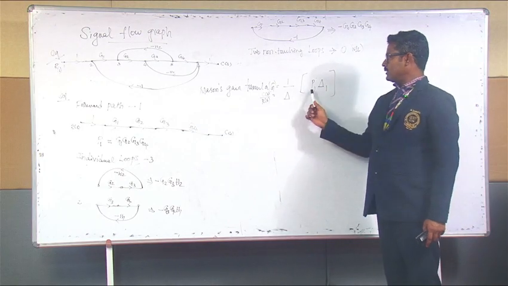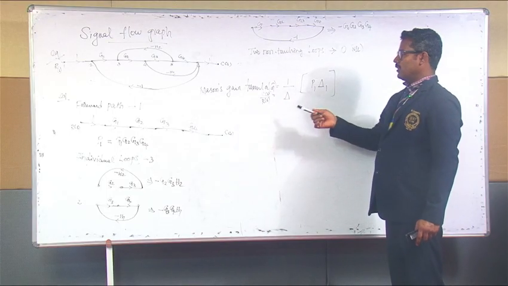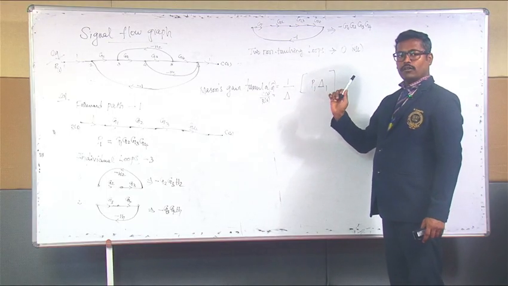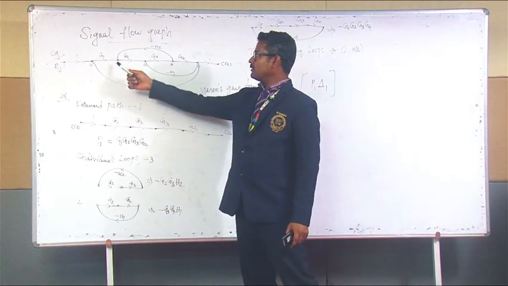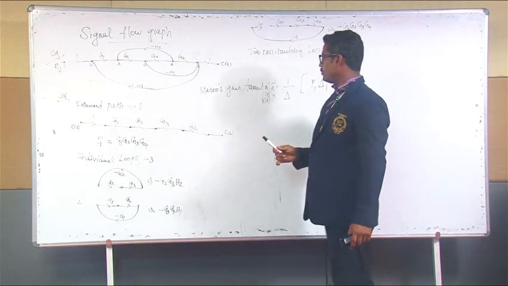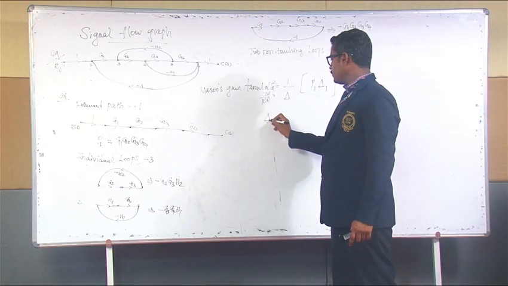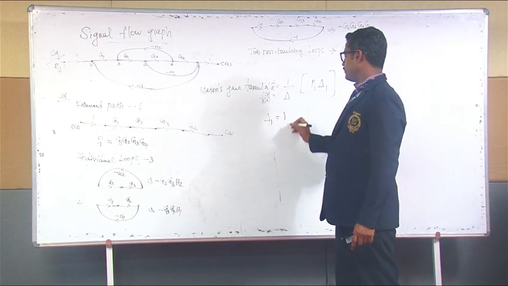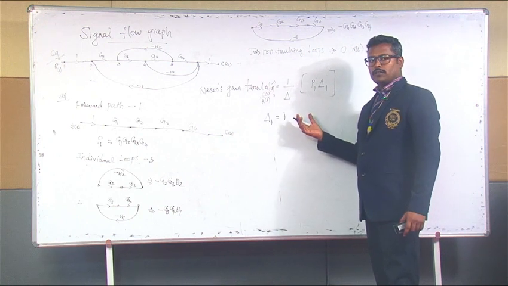So P1 is already calculated, and del 1. Del 1 is determined by the loops which are not touching that particular forward path. If there is any forward path, this is the only forward path, and all the loops are touching this forward path. So del 1 equals 1, because there are no loops which are not touching that particular forward path.